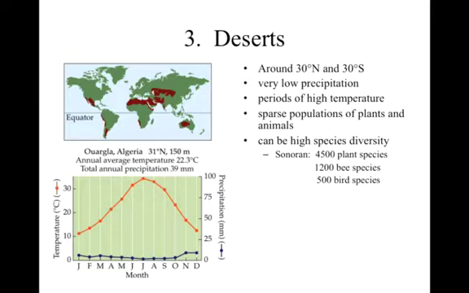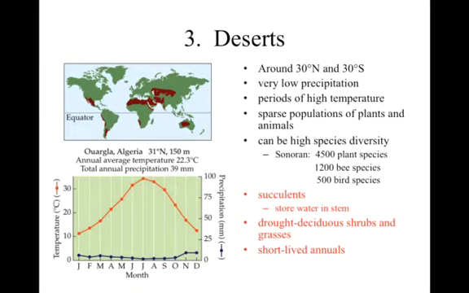Even though you don't have a lot of plants and animals in terms of abundance, these areas can actually be quite diverse. There's not a lot of numbers in terms of animals, but there's a lot of different kinds of animals. So the Sonoran Desert, for example, has about 4,500 plant species, 1,200 bee species, and 500 bird species. And again, that's a North American desert, so a lot of things going on there.